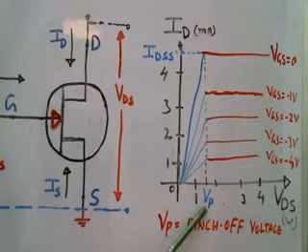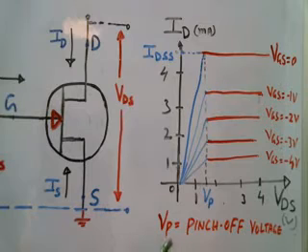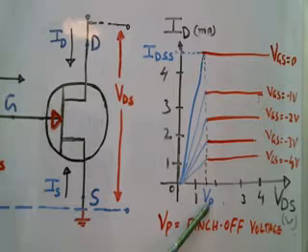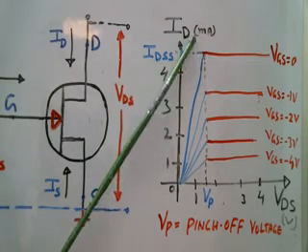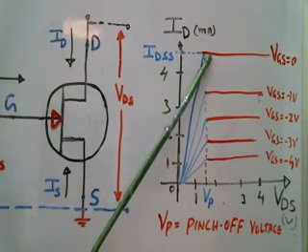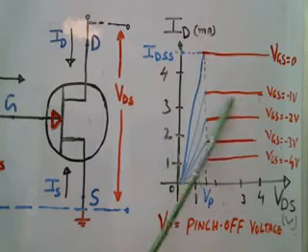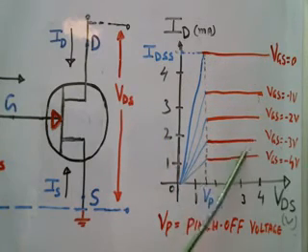This VP is the pinch off voltage. Pinch off voltage is the minimum value of VDS, the drain to source voltage, at which the drain current ID becomes constant. So this red line indicates the constant drain current ID for different values of VGS.